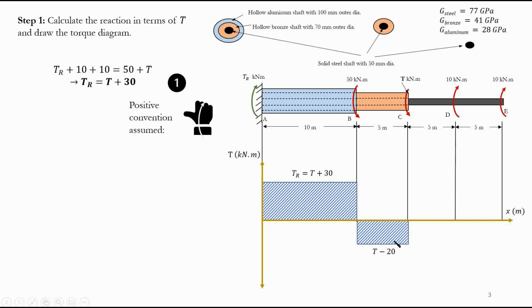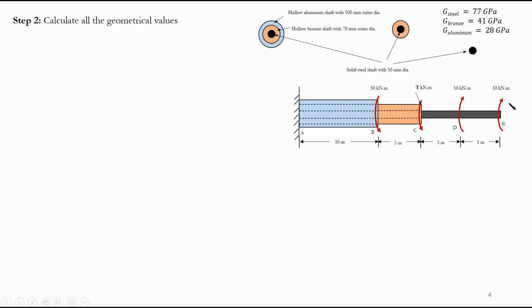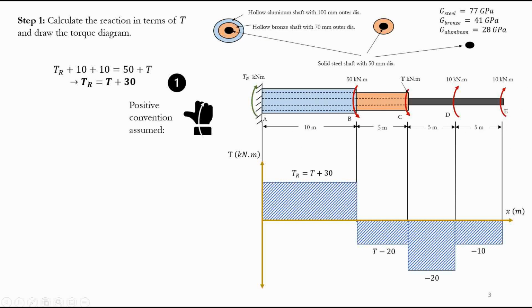And then t minus 20, you might say, okay, and after that I have t going downward. So what does it mean? It means minus t. So t minus 20 minus t. What am I going to have? Minus 20. And then I have 10 upward and another 10 upward, right? So that's basically what my torque diagram is going to look like, okay?